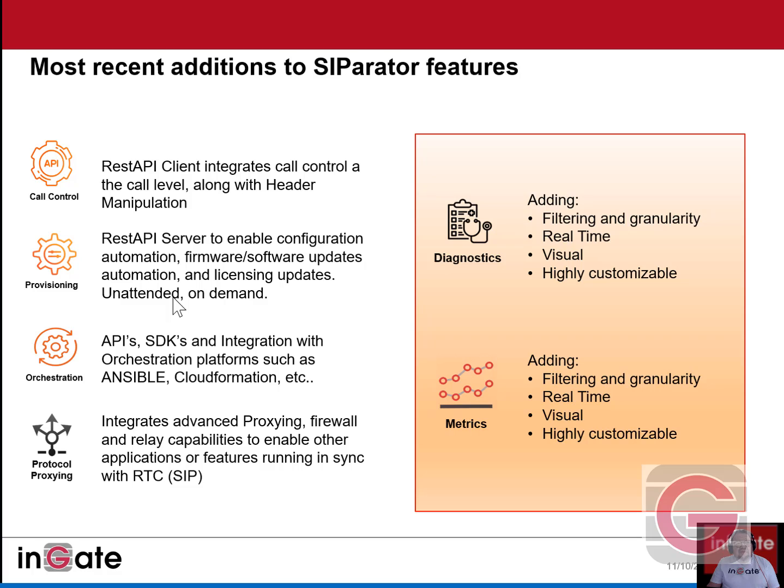REST API server for provisioning. In other words, the SIParator can act as a REST API server to receive requests and inquiries from other applications in order to provision, modify configuration, or even add licensing or update software, etc.